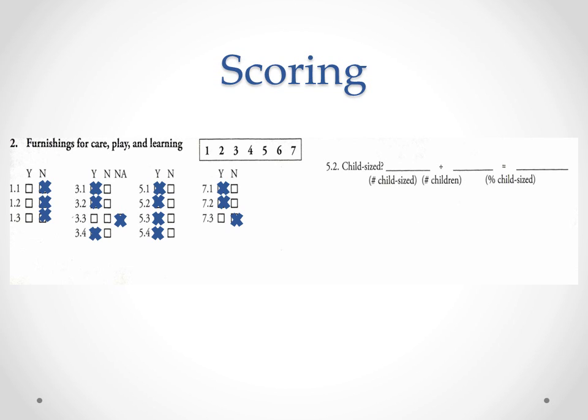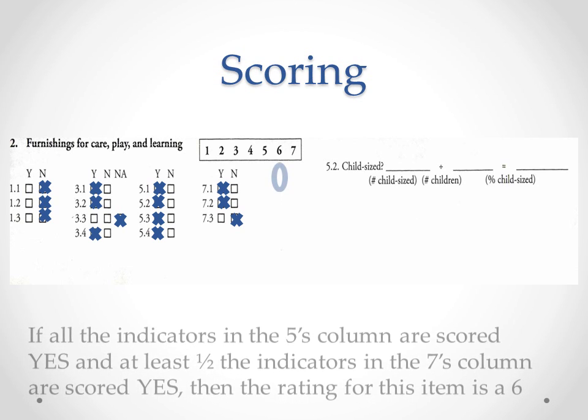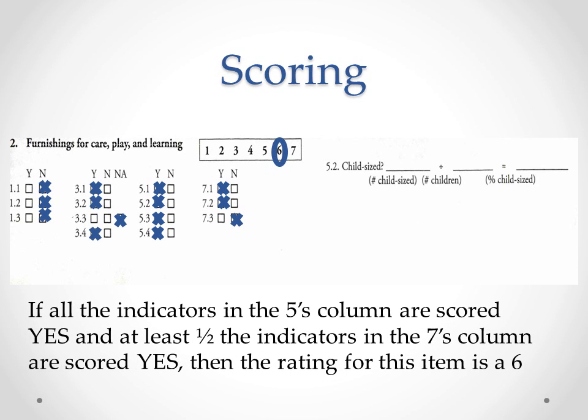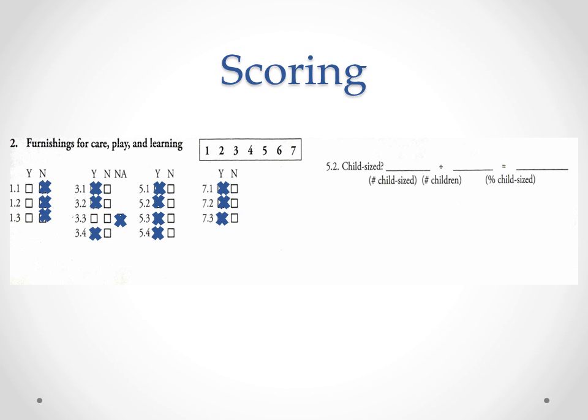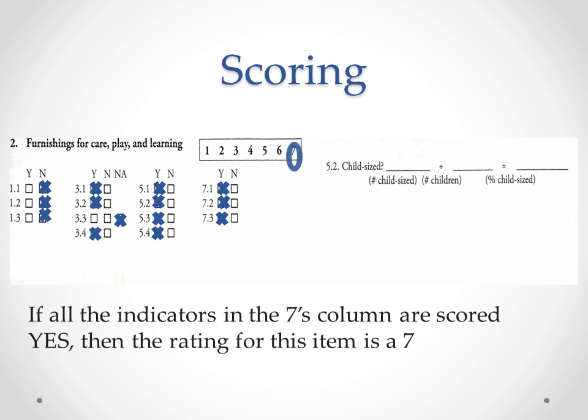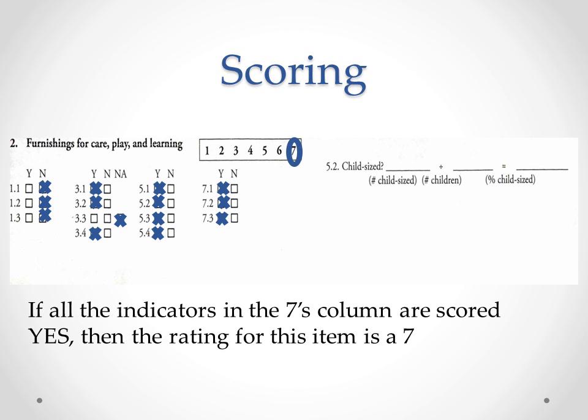A rating of 6 is given when all the requirements of 5 are met and at least half the indicators under 7 are scored yes. A rating of 7 is given when all the indicators under 5 are yes, all the indicators under 7 are yes.